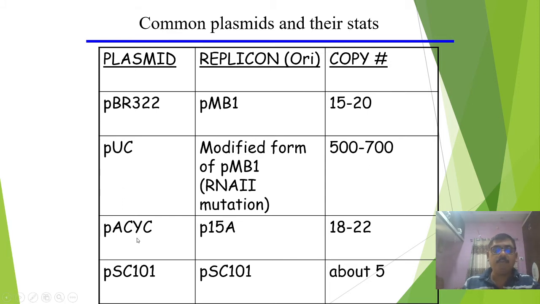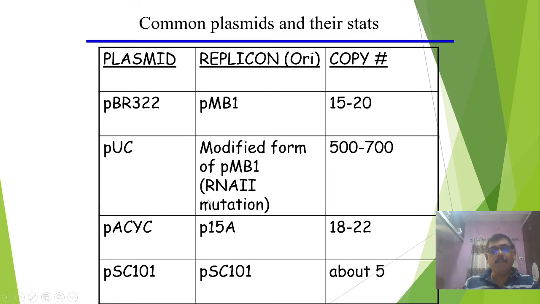Then pACYC, the origin of replication is derived from p15A, and the copy number is 18 to 22. And pSC101, the replicon origin of replication is pSC101, because it is a natural plasmid, and the copy number is about 5.